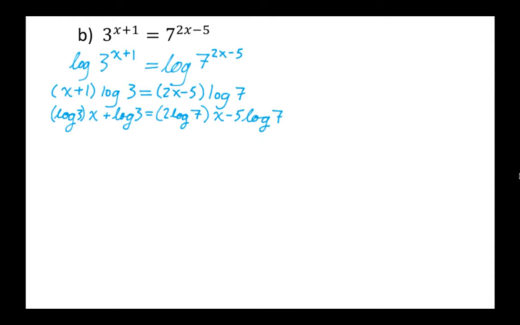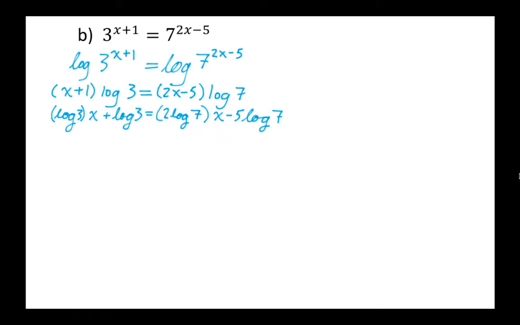And I do the same thing on the other side. You notice that we had 2x minus 5 times log 7. So I have log of 7 times 2x. So 2 times log of 7, that's the number part, that's the coefficient that's multiplying x. And then the other term is negative 5 times log 7. So from here I have something times x plus something, and here I have something times x minus something.